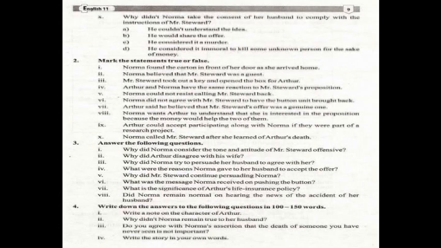Question number 10 is, why did not Norma take the consent of her husband to comply with the instructions of Mr. Stewart? Option A. He considered he could not understand the idea. B. He would share the offer. C. He considered it a murder. D. He considered it immoral to kill some unknown person for the sake of money. Option C is absolutely correct. He considered it a murder.